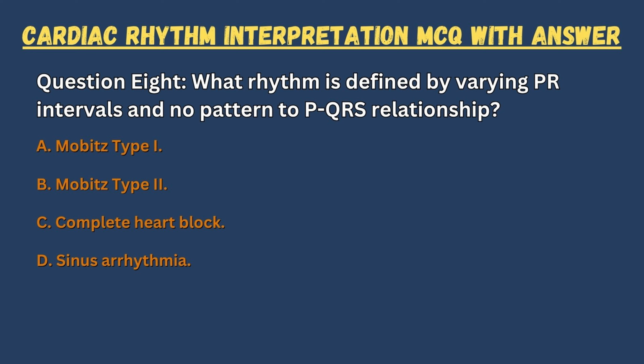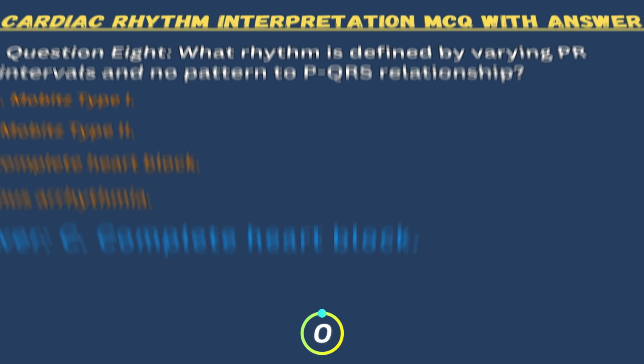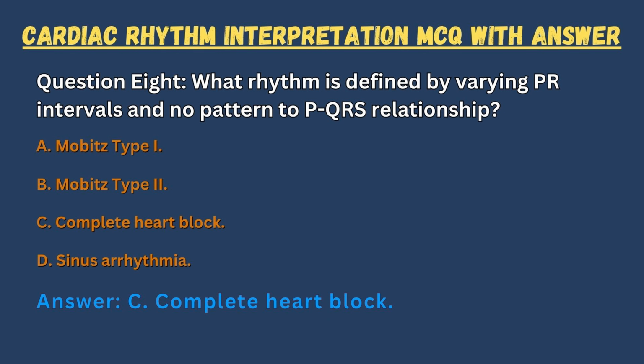Question 8. What rhythm is defined by varying PR intervals and no pattern to the P-QRS relationship? A. Mobitz type 1. B. Mobitz type 2. C. Complete heart block. D. Sinus arrhythmia. Answer: C. Complete heart block.